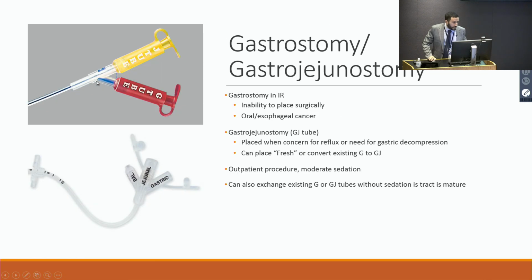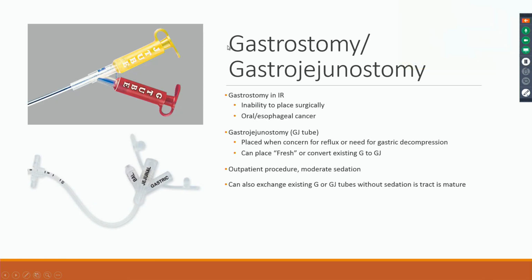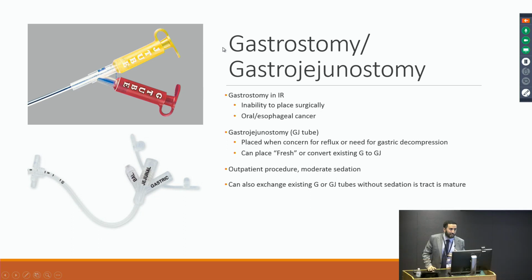All right, gastrostomy, GJ tube. So we place gastrostomy tubes as well. Most people don't realize that. Of course, the surgeons and the endoscopists do a great job, but I do this under fluoroscopy, where I actually puncture the stomach under fluoroscopic guidance. Traditionally, in patients who couldn't get endoscopy, we can place G tubes in the hospital and they can go home. It's an outpatient procedure done under moderate sedation.